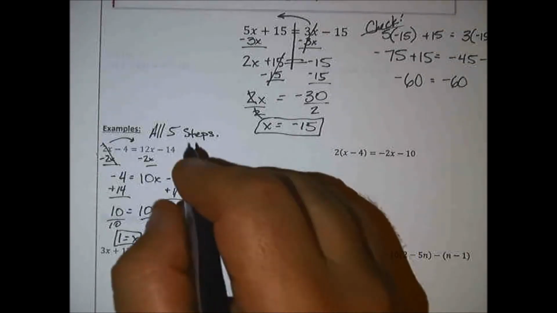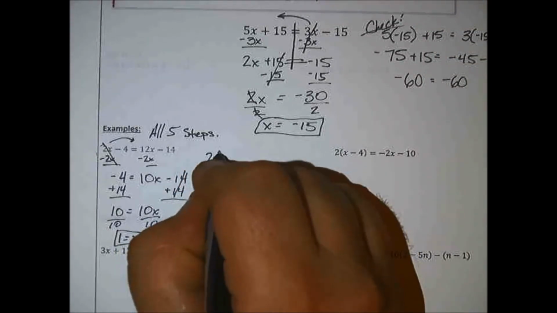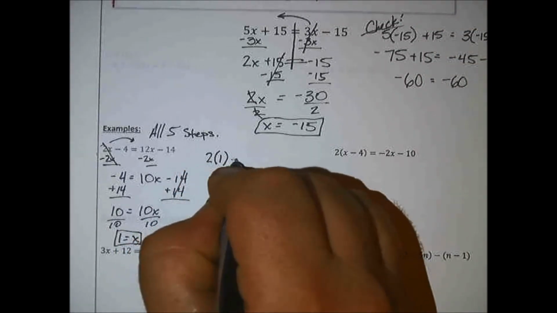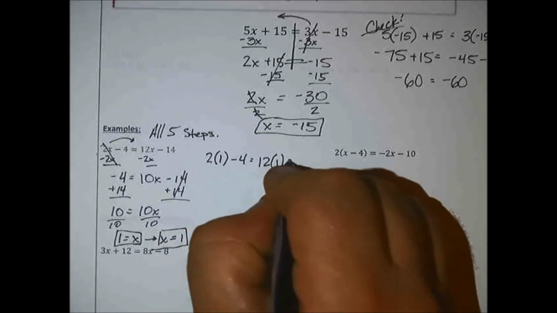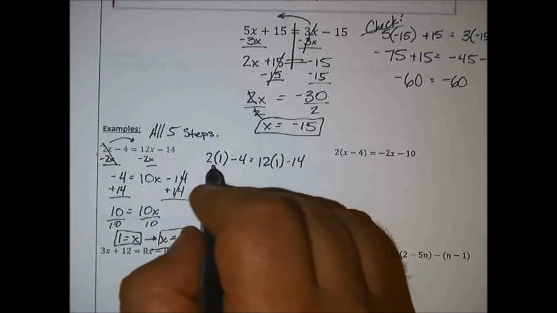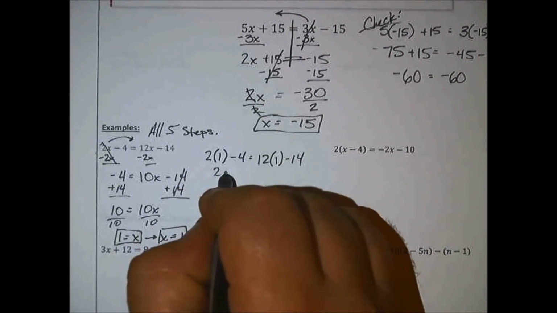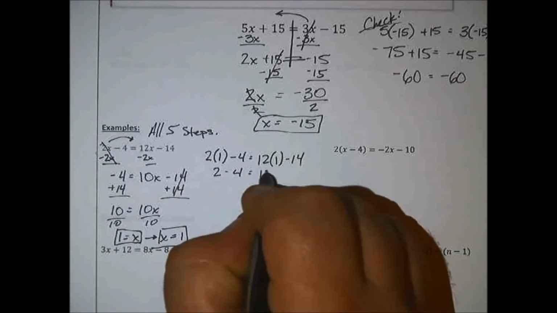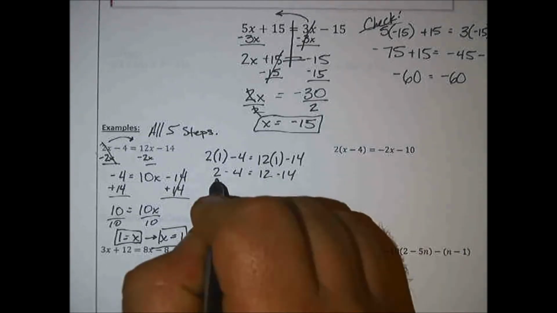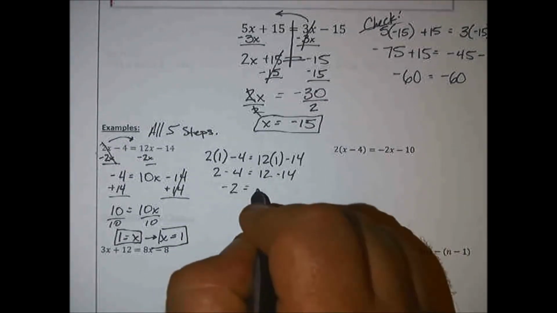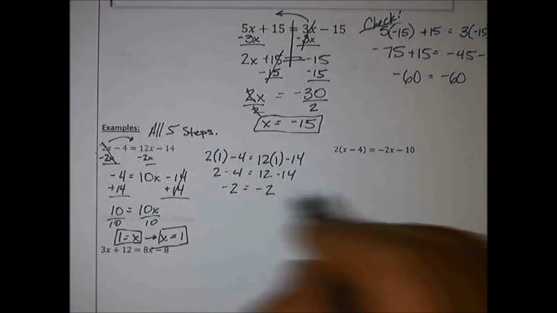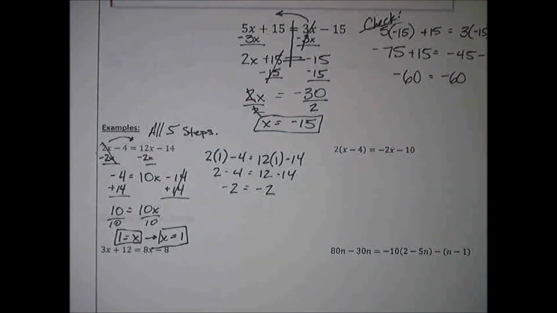Now let's go back and check through that real quick. So I had 2 times 1 minus 4 equals 12 times 1 minus 14. 2 times 1 is 2 minus 4. 12 times 1 is 12 minus 14. 2 minus 4 is negative 2. 12 minus 14 is negative 2. Negative 2 equals negative 2. Life is good. All right, let's keep going.